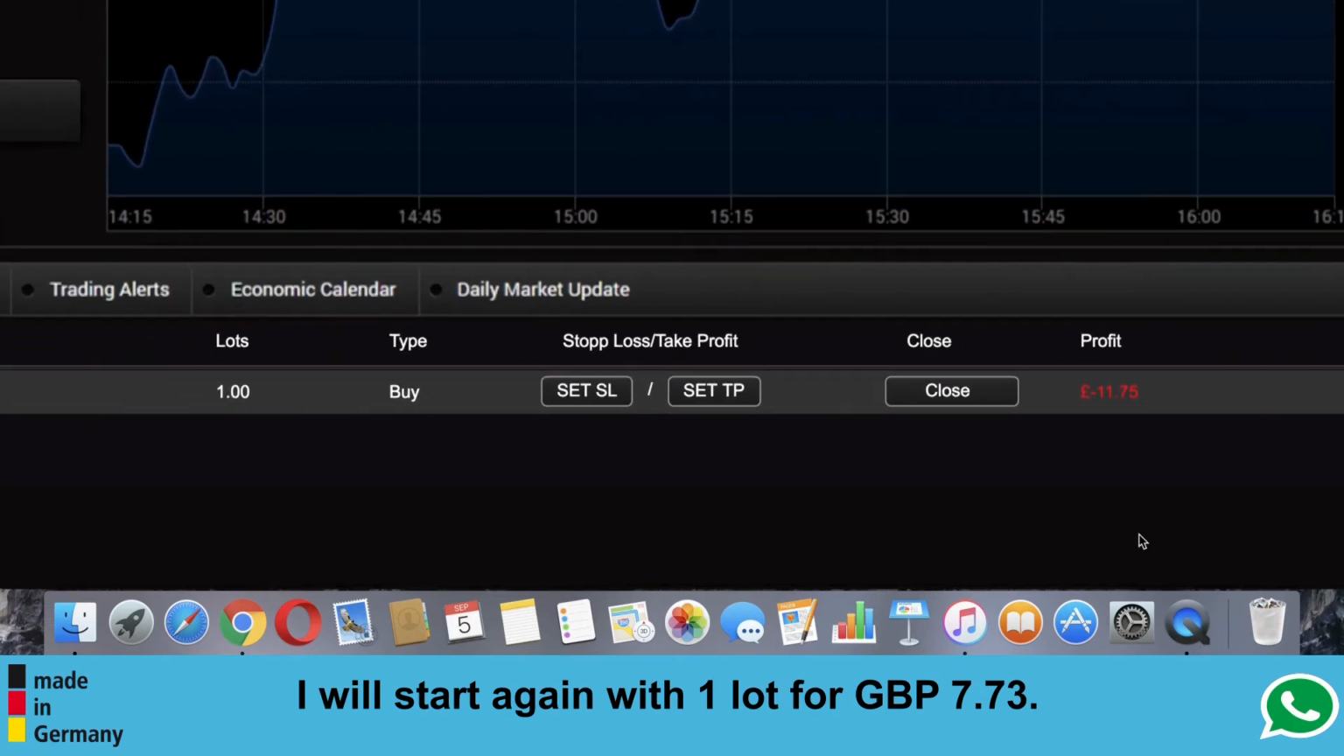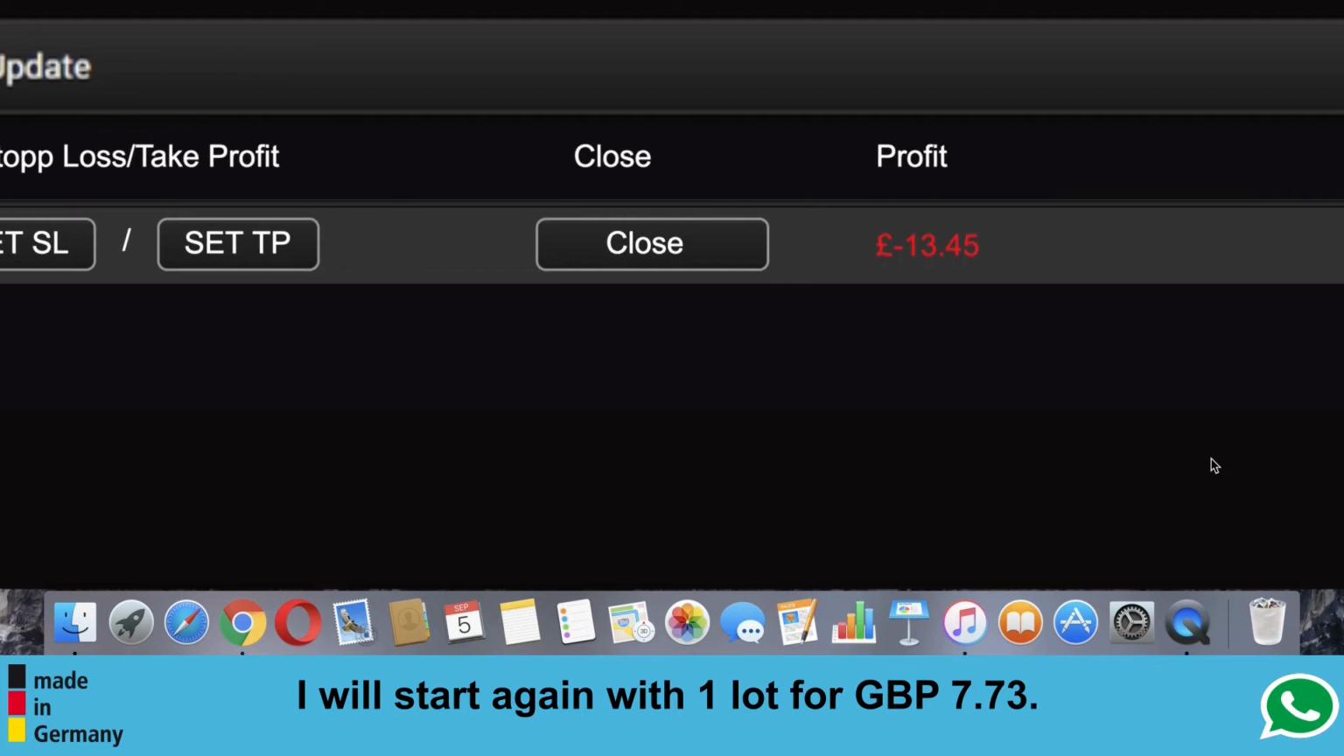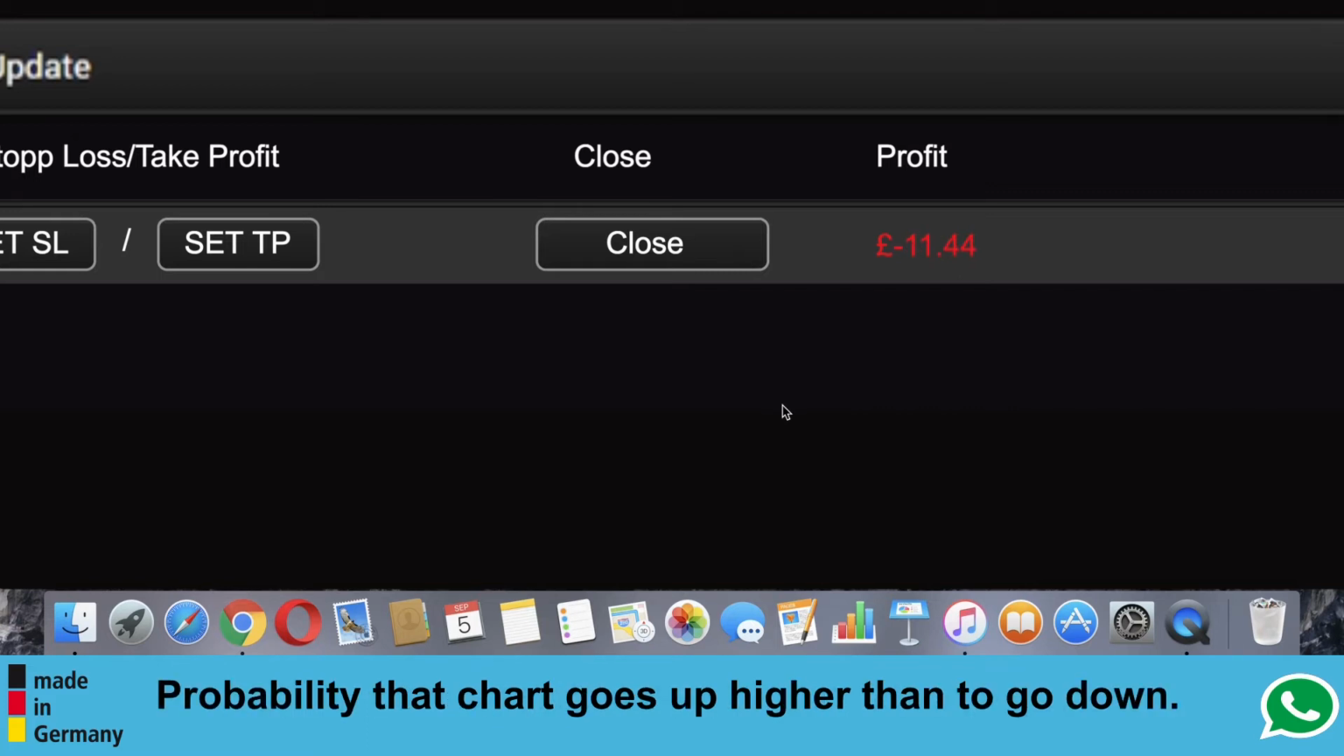Again, I start with a slight loss. As soon as it hits -16, I will close and double. But let's not hope this happens, because we have an upward trend. The probability that it goes up is way higher than the possibility that it goes down. So let's see what happens. It's -11, -10. When it hits 16, I will close, but let's not hope that happens.